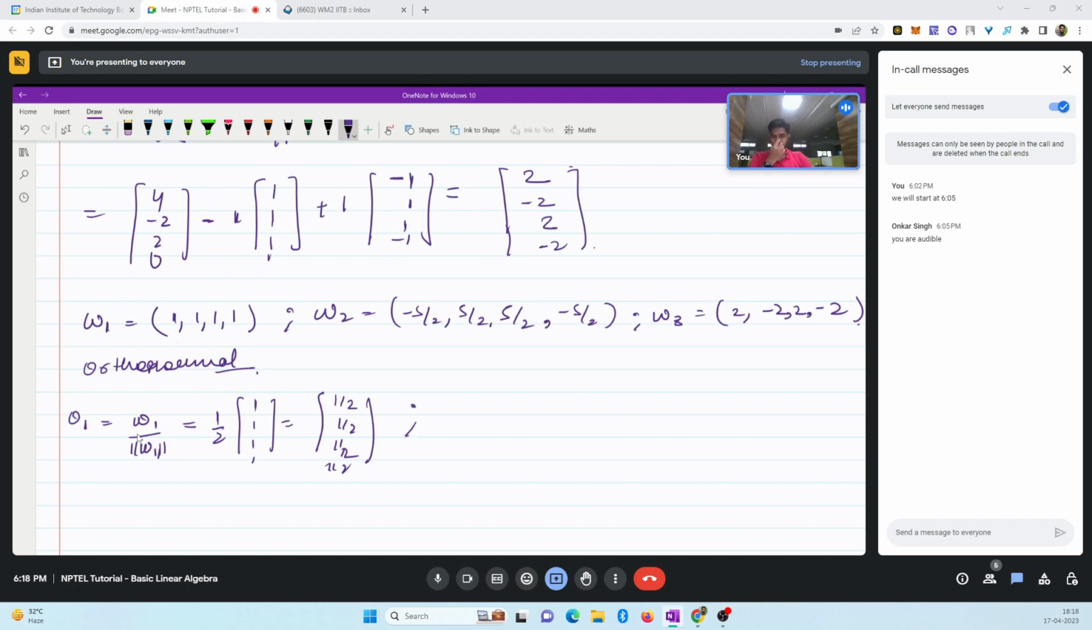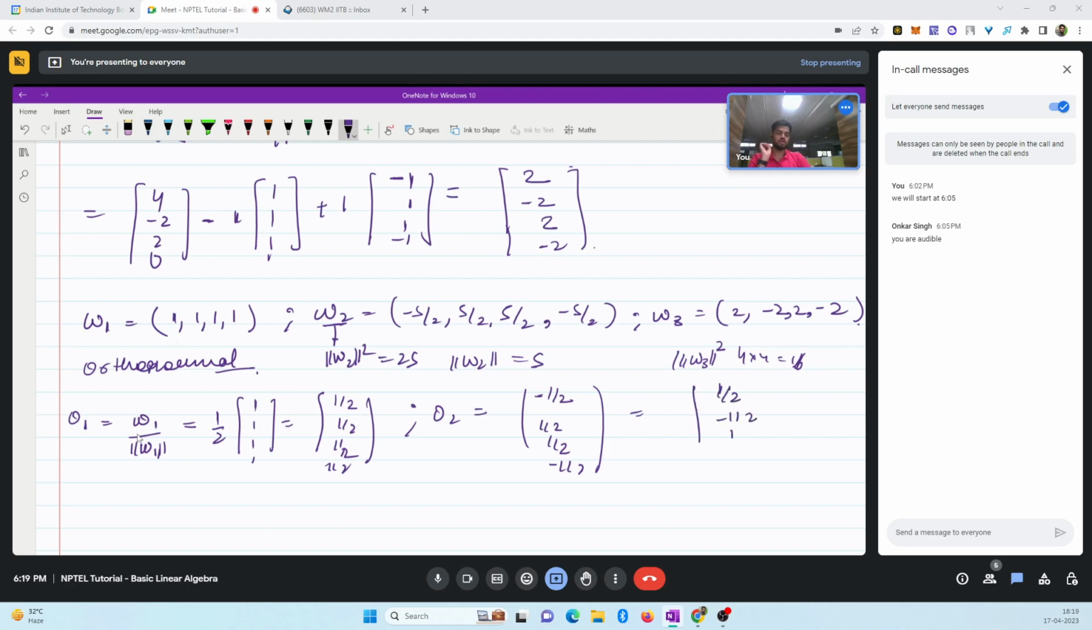Okay. And similarly, you can obtain O2 as minus 1 by 2. So we calculated the norm square of W2, right? That was 25. So what is the norm? The norm is 5, so you'll obtain something like this. Again, for this case, you can find this is 4 into 4, that is 16. So the norm of W3 square is 16, or the norm is 2, so you can obtain half, minus half, half, minus half.